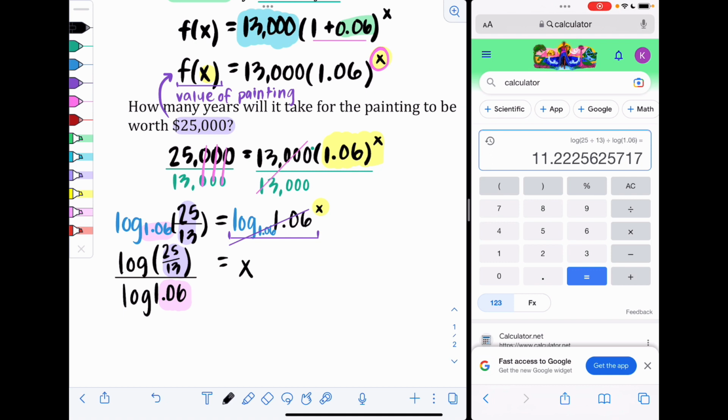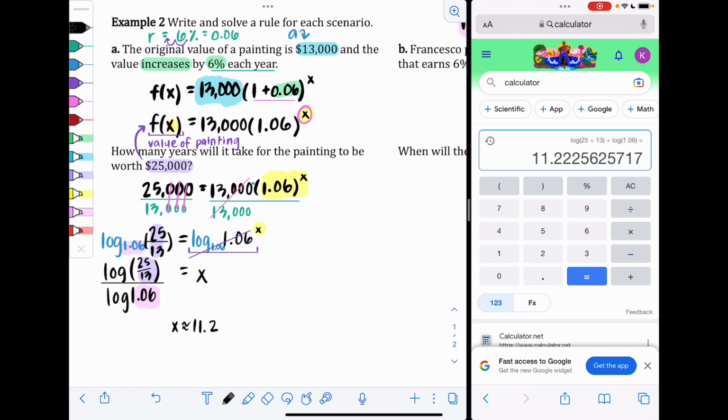So x is approximately 11.2. Looking at the problem as a whole, it was asking how many years it will take for the painting to be worth 25,000. So it takes approximately 11.2 years for the value of the painting to hit 25,000.